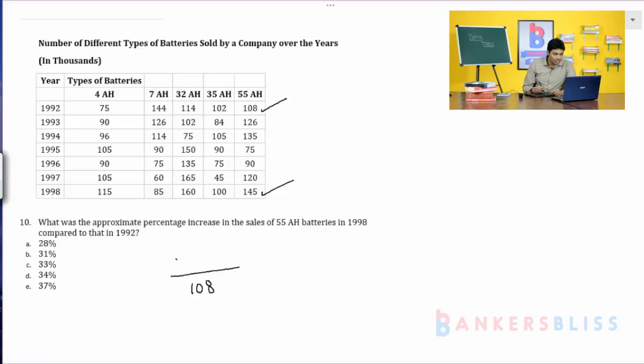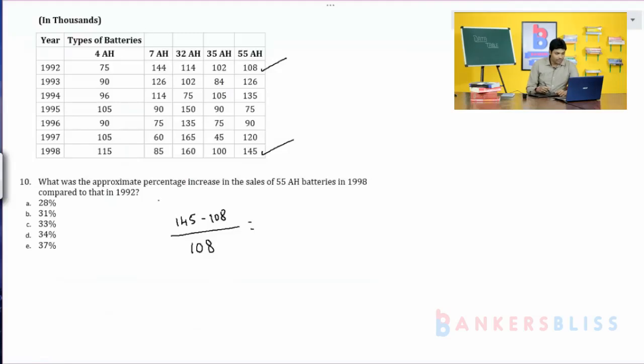In the numerator, 145 minus 108, divided by 108. 108 is the denominator. So 145 minus 108, how much are you going to get? You are going to get 37. So how much percentage is it going to form? See the options: 31, 33, 34, 37, except 28. So you calculate 30% first, and based on that we shall decide which is the answer.